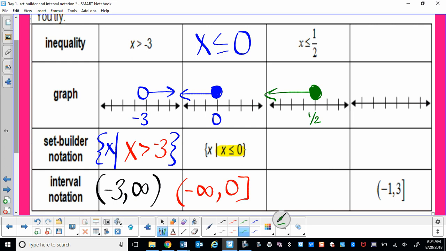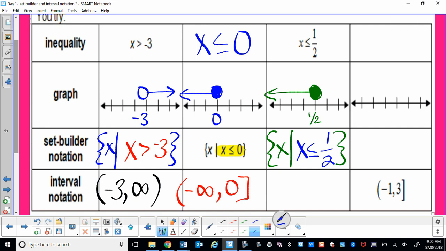My set builder, I have my braces. x such that, and then I just write my inequality. x is, oh, that's not right. Less than or equal to 1/2.